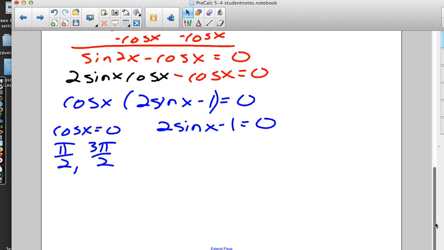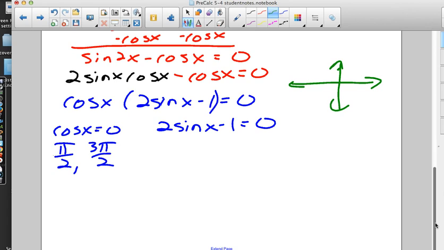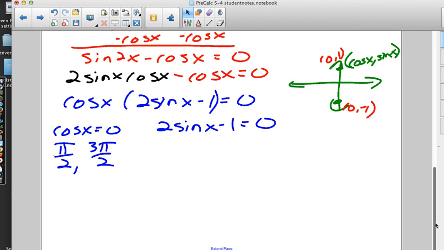Let me give the visual to those of you that are stuck right now. Remember, any point on here is cosine x, sine x. Well, that one wasn't so hard.